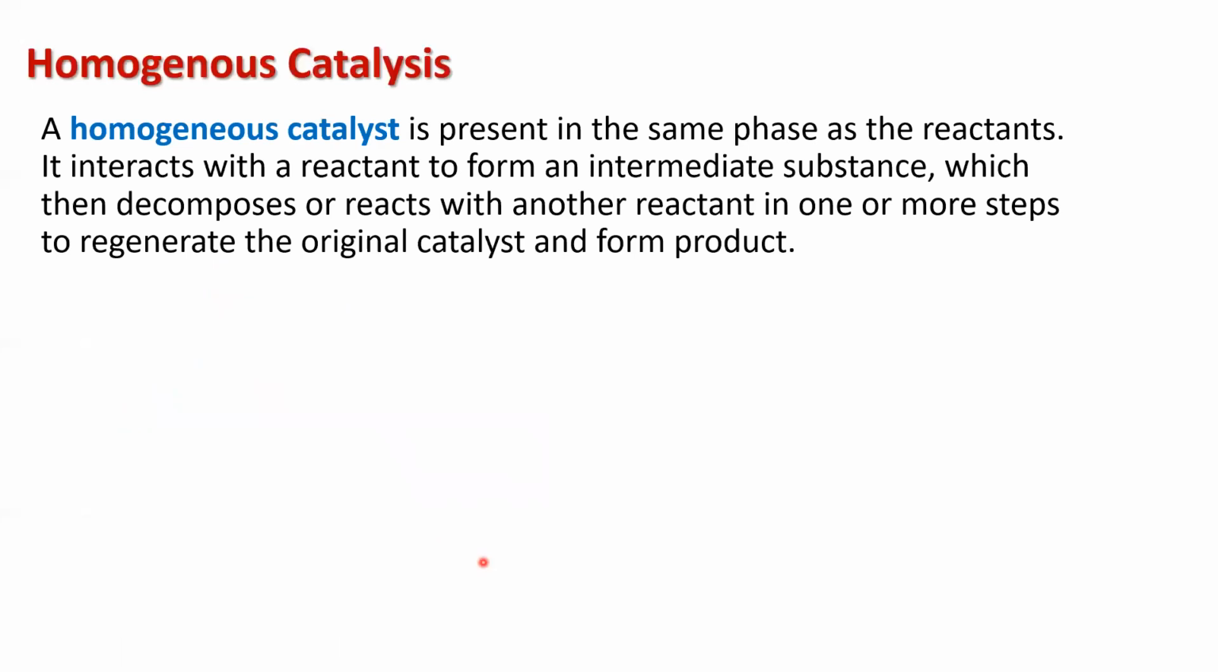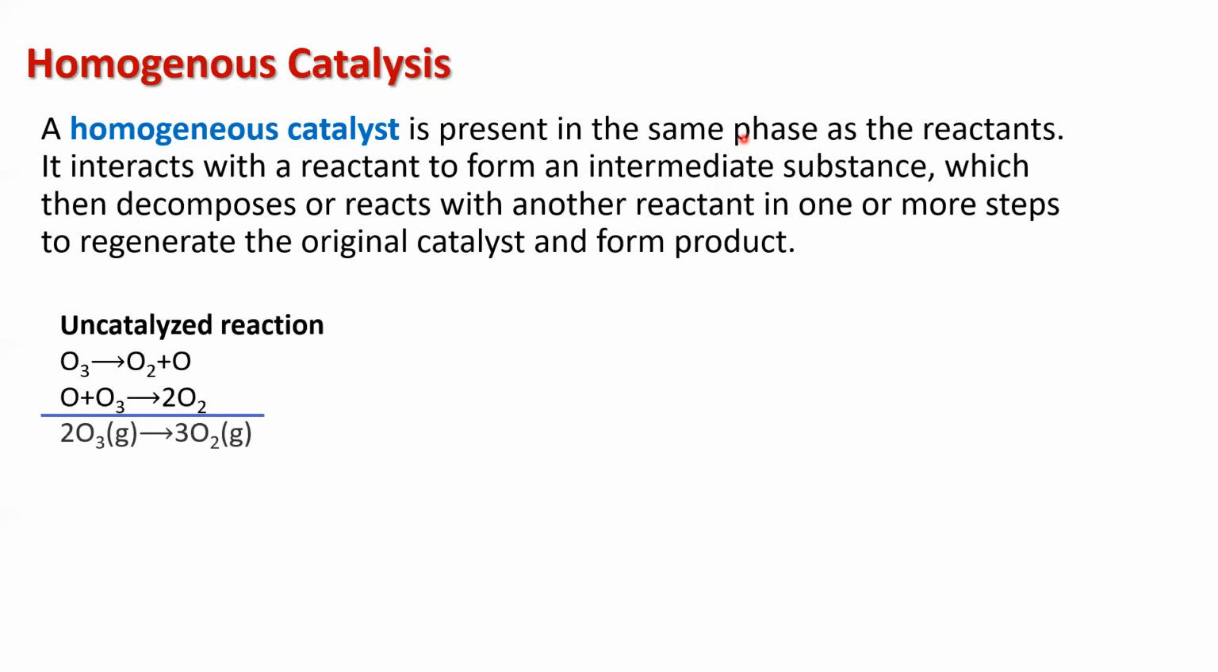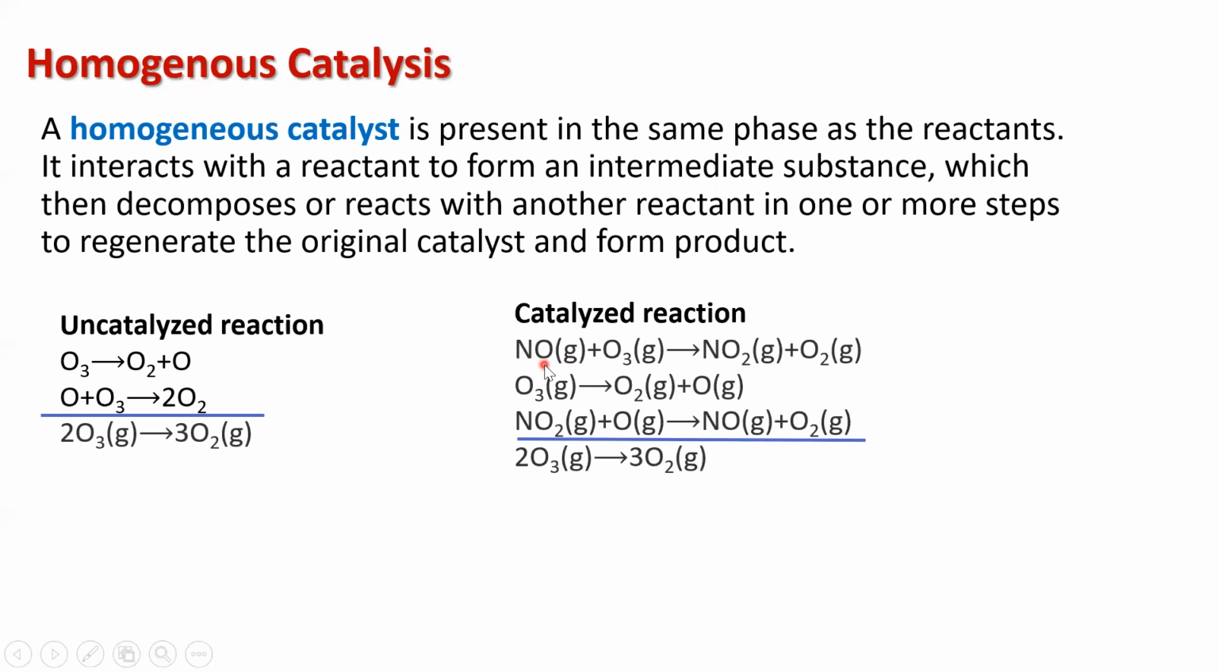Now, there are a couple of different types of catalysts. There are homogeneous catalysts, okay? And we call them that because they're in the same phase as the reactants, okay? And they are going to be consumed in one step and produced in another step. So here's an example of an uncatalyzed reaction. Okay, we looked at this reaction already, and we said that oxygen atoms were intermediates. Well, we can make this reaction go faster by adding a catalyst. Like nitrogen monoxide is a good catalyst here.